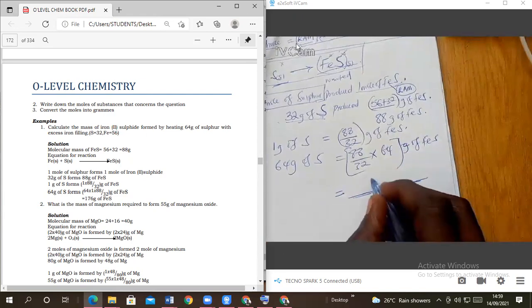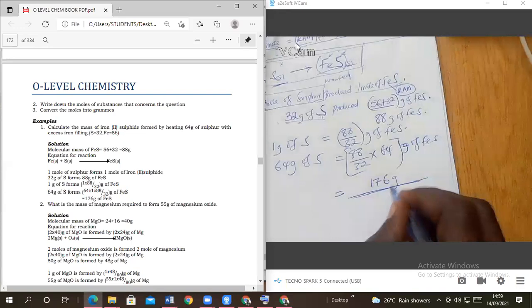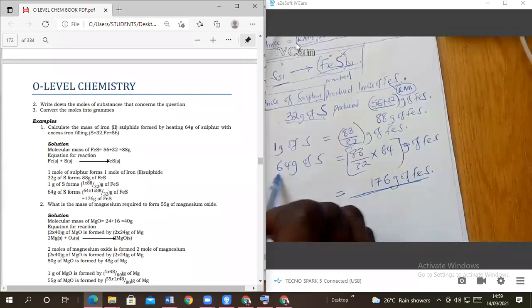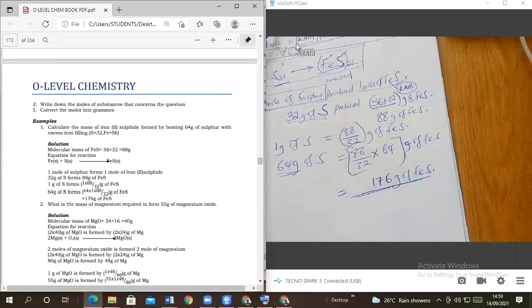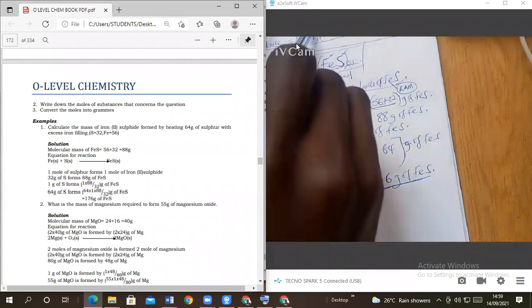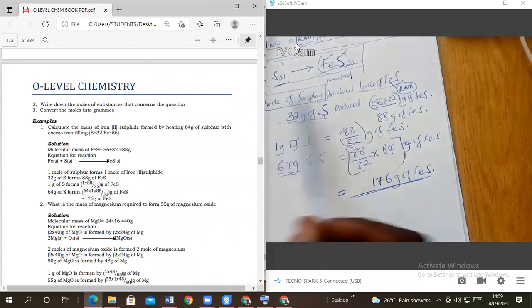176. 176 grams of iron 2 sulfide is formed just by burning 64 grams of this and iron. Have we understood all the steps? So this downer step is converting moles to masses. That's what they are converting, moles to masses.